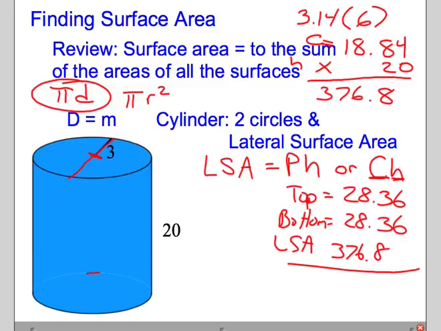28.36. How did we get 28.36 from the previous problem? We did area, so that would be 3.14 times the radius, which is 3, and we square that. 3 squared is 9. 9 times 3.14 is, I thought it was 28.26. Okay, if that's all that we're worried about, we can make that adjustment. My fault. Good call.